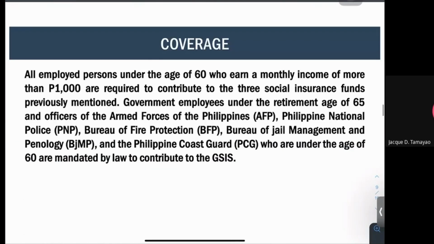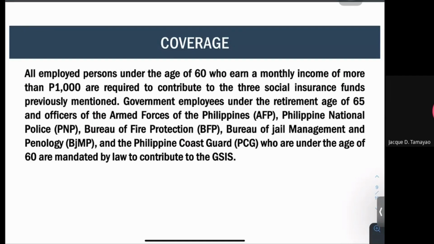So who is covered under these three mandated contributions? All employed persons under the age of 60 who earn a monthly income of more than 1,000 are required to contribute to the three social insurance funds previously mentioned. As I told you a while back, the mandated contributions are also known as social insurance systems, social security systems, or social insurance funds. So, who are covered? If you are under 60 and you have an income of more than 1,000.